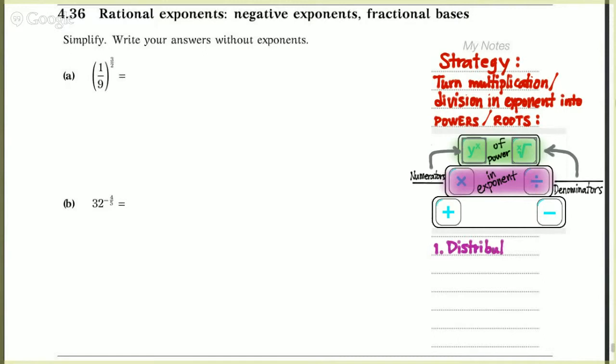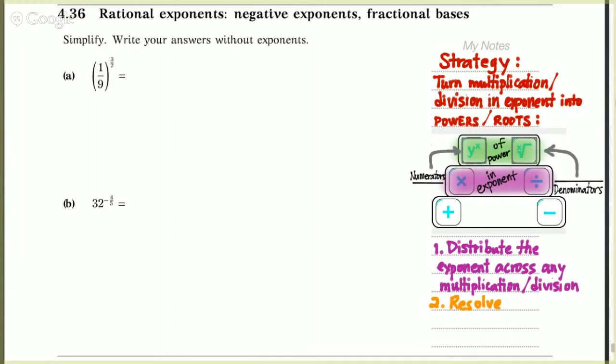So what's the process? First thing we're going to do here is if there's any distribution that we need to do of the exponent across multiplication or division, then we'll do that first. So in our example in part A, we've got a fraction and really a division problem inside those parentheses. So we're going to distribute that exponent across that division first. Then if there are any negative exponents to worry about, we'll resolve the problem with the negative exponents just by trading multiplication for division or vice versa. And then comes the fun part.